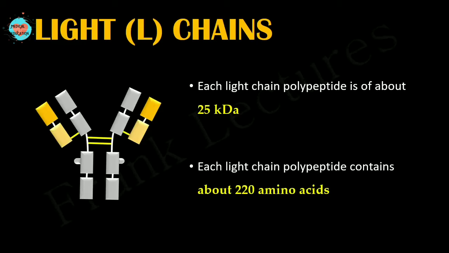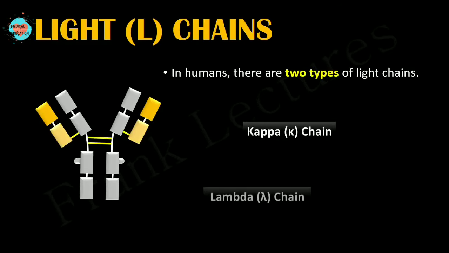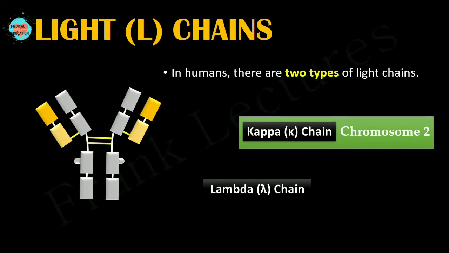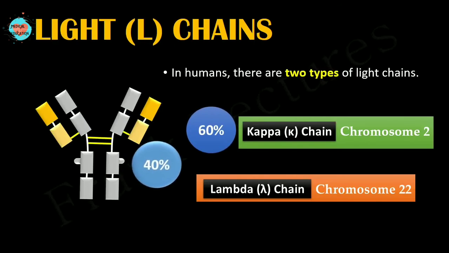In humans, there are two types of light chains: kappa chain and lambda chain. They are similar in structure and function, but they are coded by different genes. Kappa chains are encoded on chromosome 2 and lambda chains are encoded on chromosome 22. It is important to note here that each antibody molecule produced by a B cell will either have kappa or lambda light chain, but never both. In humans, 60% of light chains are kappa and 40% are lambda.